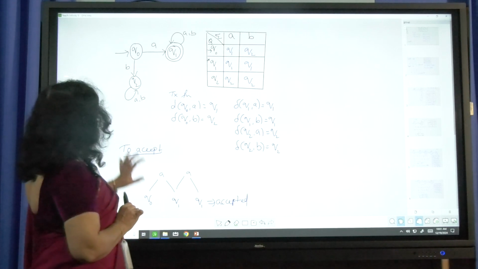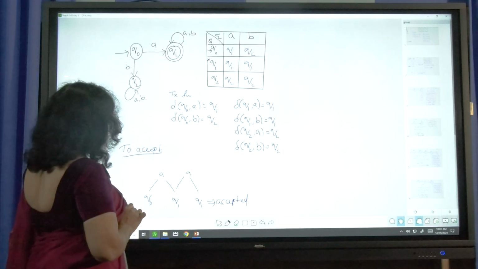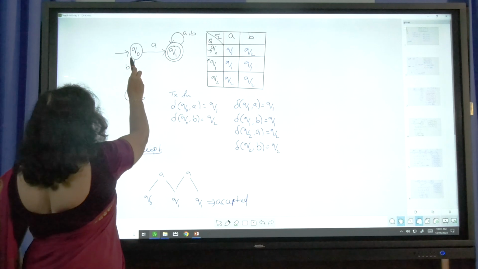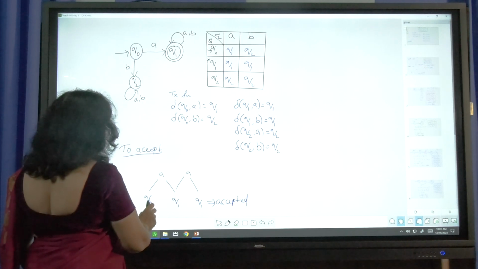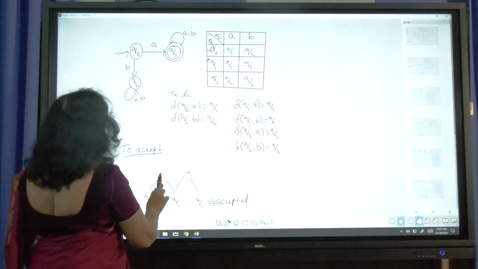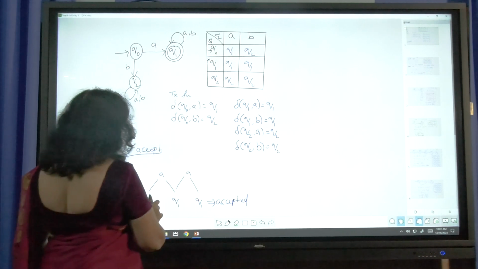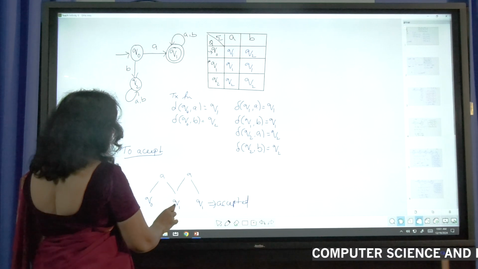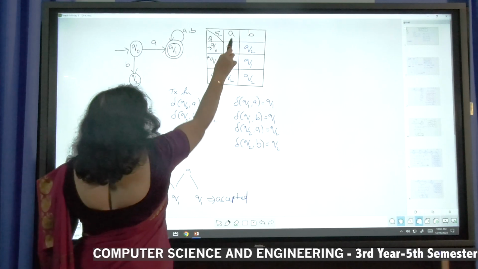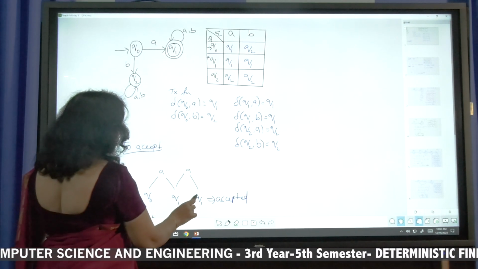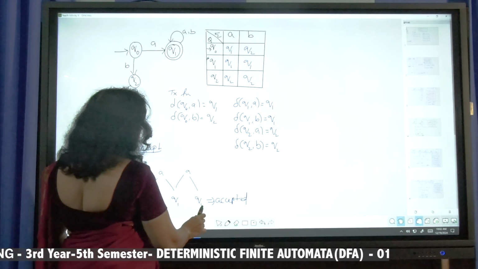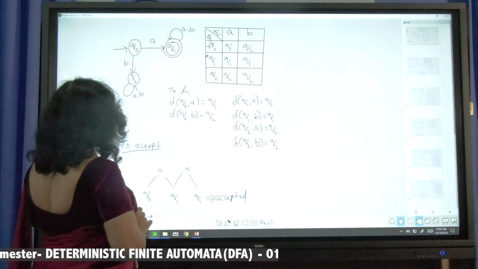For accepting a string, we should have the transitions. So let me take a string AA. To start with, I am in the start state Q0. I have taken the string AA. Q0 on A goes to Q1. Now I am in Q1. Q1 on A goes to Q1. Q1 is the final state as we can see. So the string is accepted.